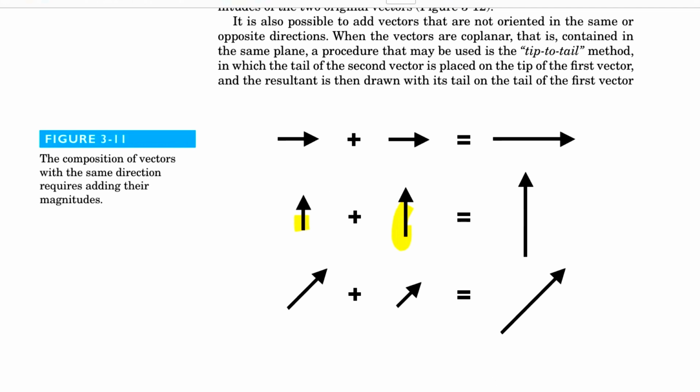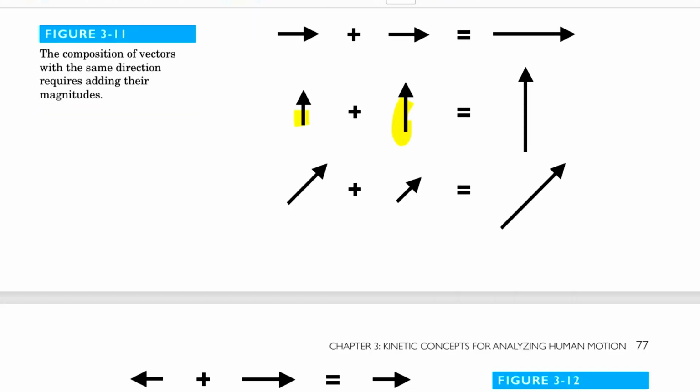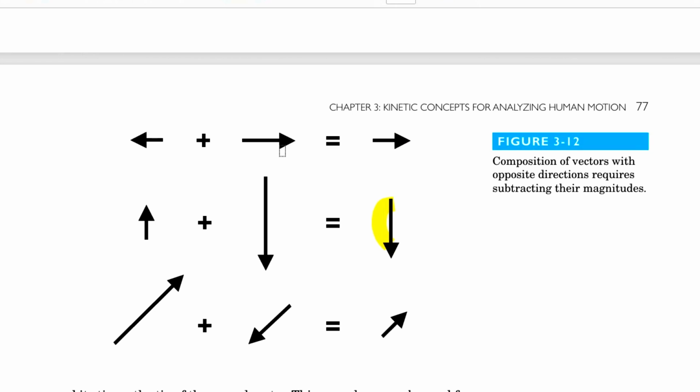We can take both of these arrows. This arrow tip is placed in the forward direction and they face towards each other. Now draw the resultant from the tail of the first to the tip of the last. Okay, complete. It works for any number of vectors. Now the tip to tail method shows the resultant vector.